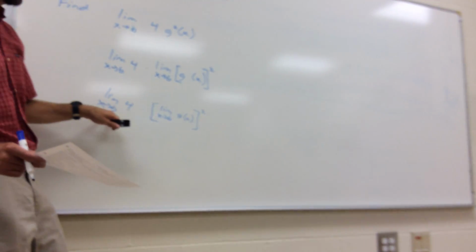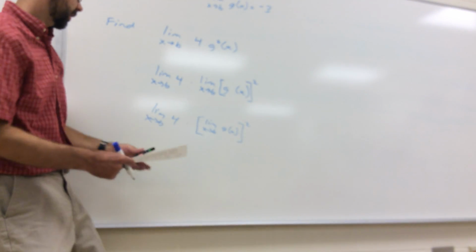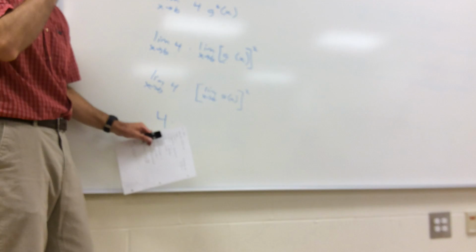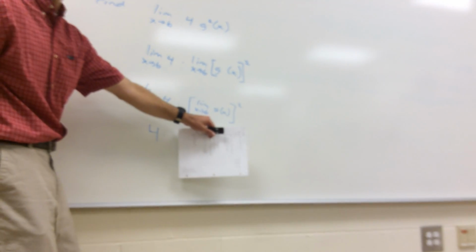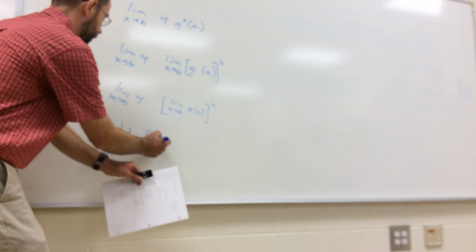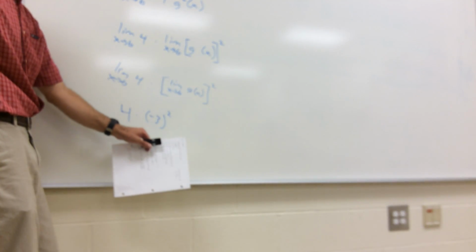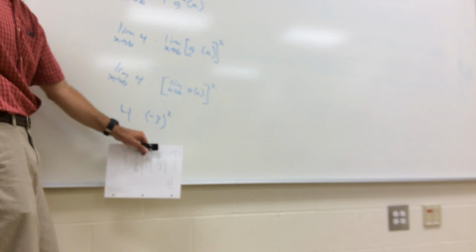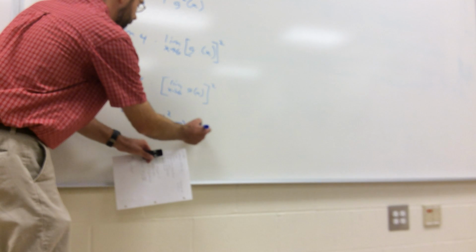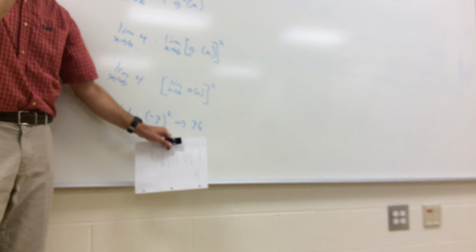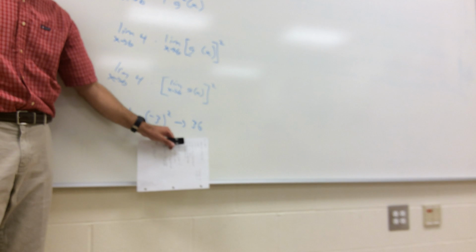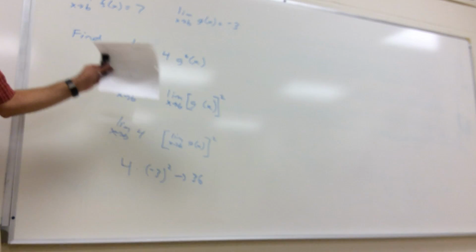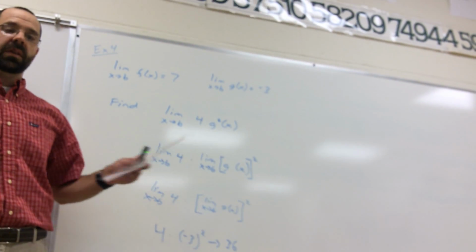Okay, so what is this limit? Good. Is everybody okay with that? And then this limit is negative 3. And then that's 9. So final answer is 36. Everybody still okay? Okay, so that was just the limit law problem with some notation that you weren't super familiar with.